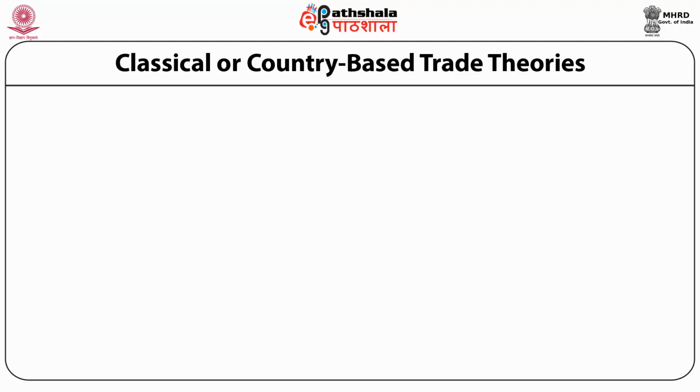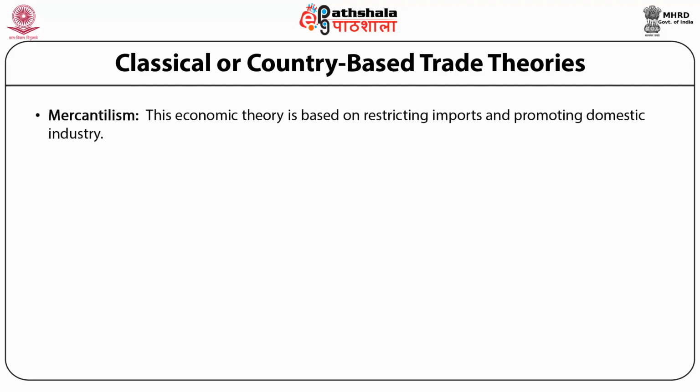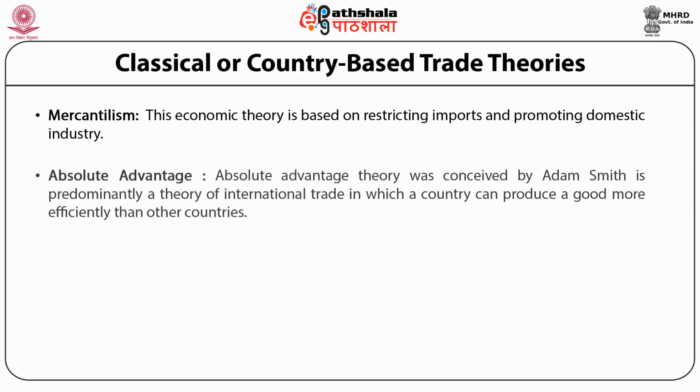Let us see the various theories covered under classical or country-based trade theories. One is mercantilism. This economic theory is based on restricting imports and promoting domestic industry. It is in contrast with the theory of free trade. Second is absolute advantage. The absolute advantage theory was conceived by Adam Smith and is predominantly a theory of international trade in which a country can produce a good more efficiently than other countries.